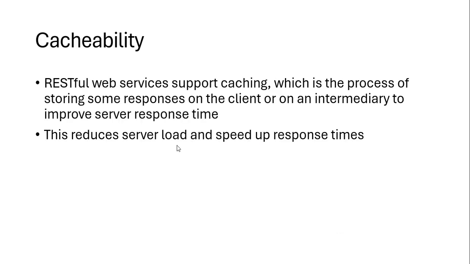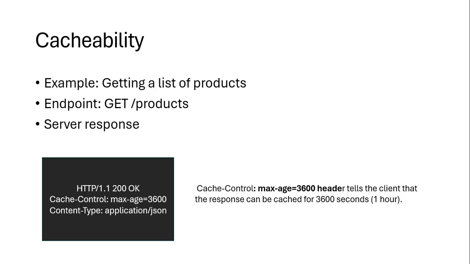Now next is cacheability. A RESTful service supports caching. Why do we require caching? So that the response time is very quick, and it reduces the load on the server. It's a process of storing some responses on the client or an intermediary to improve the server's response time. For example, here we may be trying to get a list of products, and let's say those products are in high demand, so we may just want to store that response instead of going back to the server.